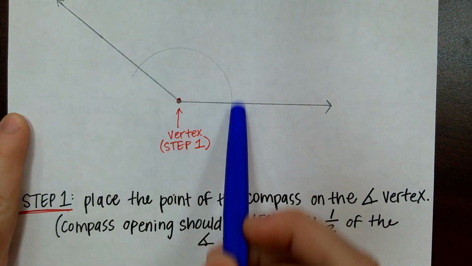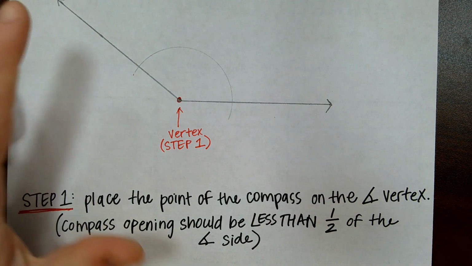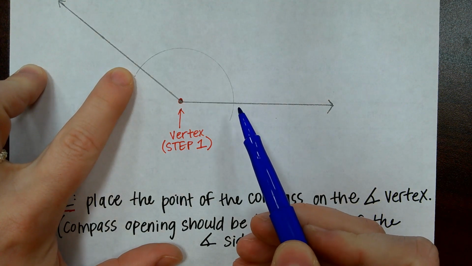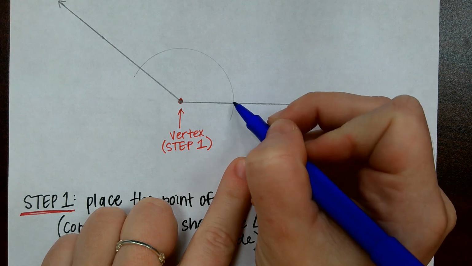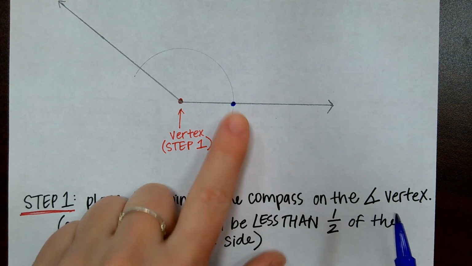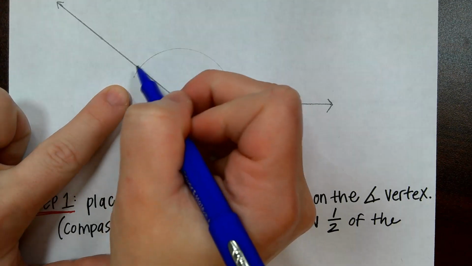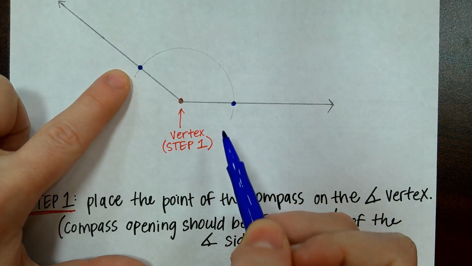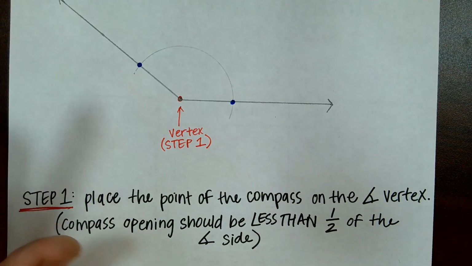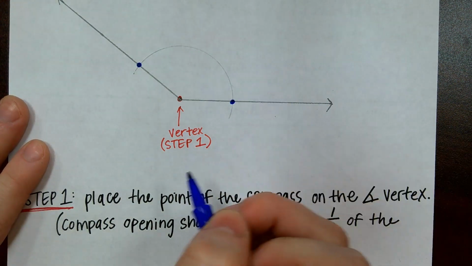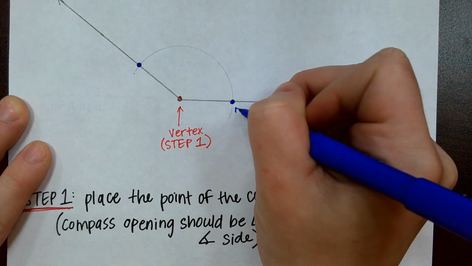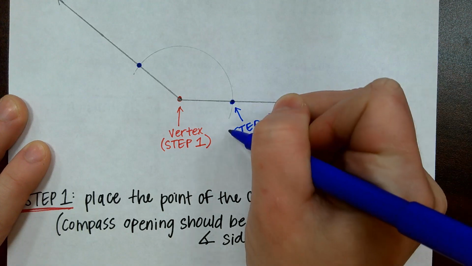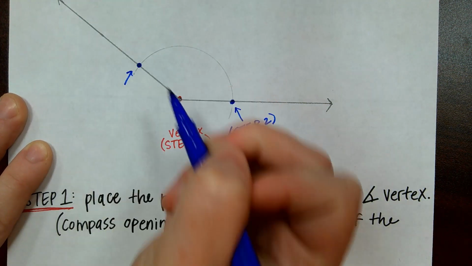Now, once you do have that arc drawn, I want you to notice that we have created 2 intersections on either side of our angle. We've got one right here, so let's mark that. And we've got another one right over here. We're going to be using those intersections for our step 2. Or we could say step 2 and 3. So I'm going to say step 2. These are both step 2.